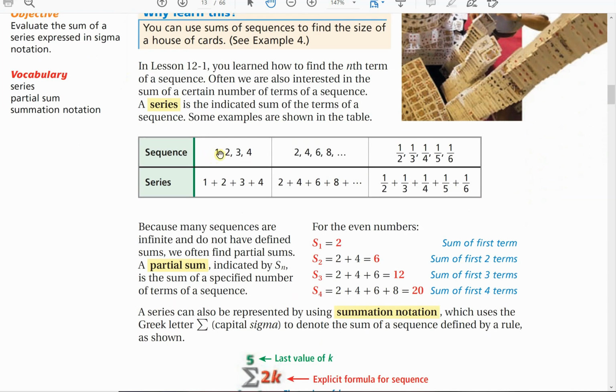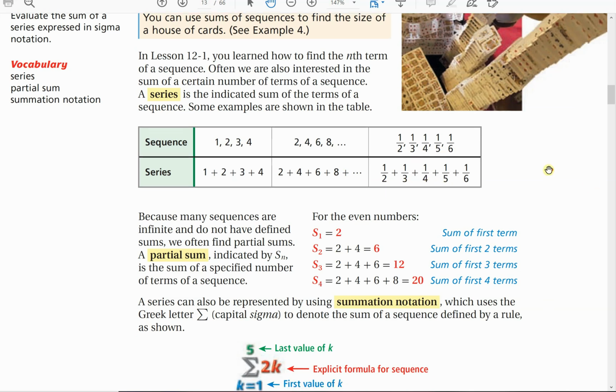If we have a sequence that's just the basic numbers 1, 2, 3, 4, the corresponding series would be 1 plus 2 plus 3 plus 4. If we had even numbers 2, 4, 6, 8, then the series would be 2 plus 4 plus 6 plus 8, and so on. If we had some fractions, 1/2, 1/3, 1/4, 1/5, 1/6, the sum would be 1/2 plus 1/3 plus 1/4, and so on.